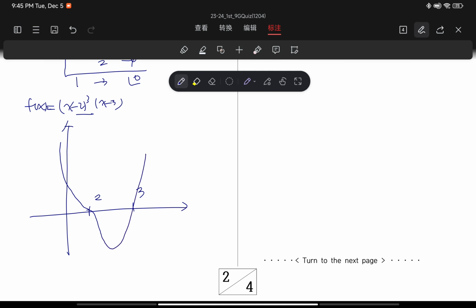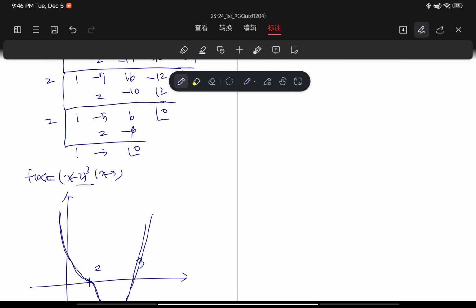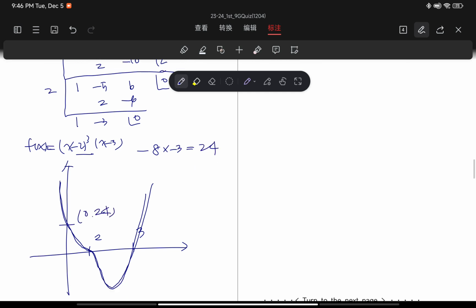Like this. Okay, so put x equal 0: minus 8 times minus 3 equal to 24, so y equals 24. Okay, that's it.